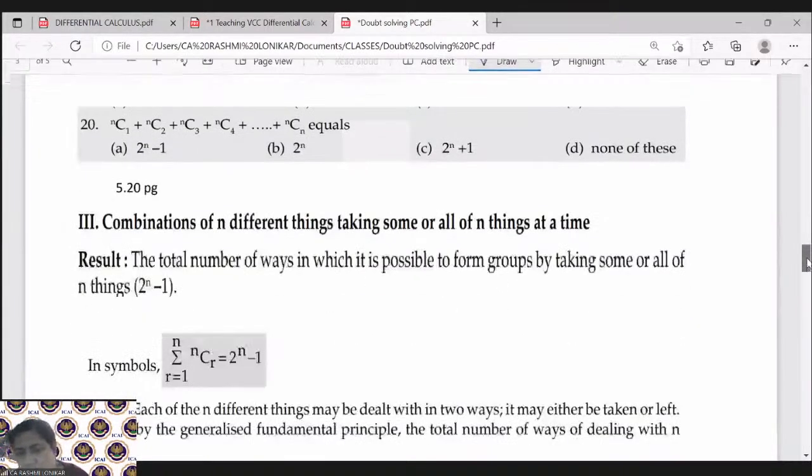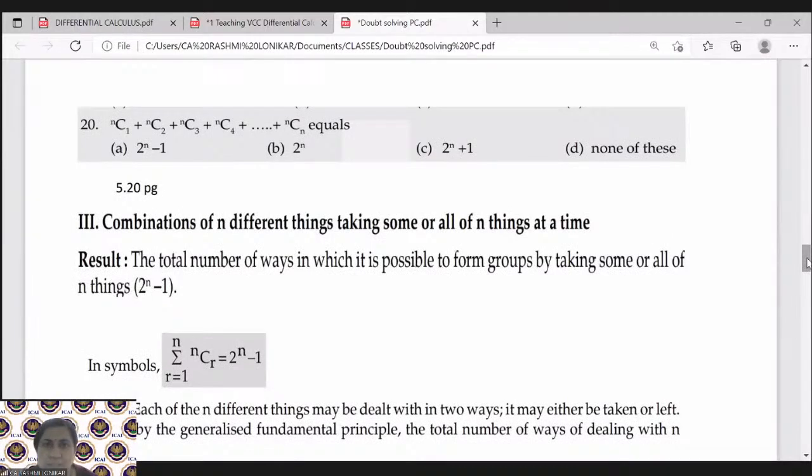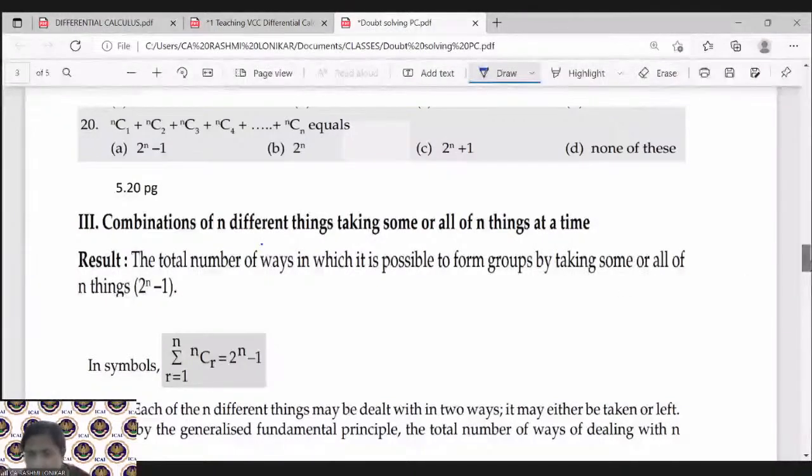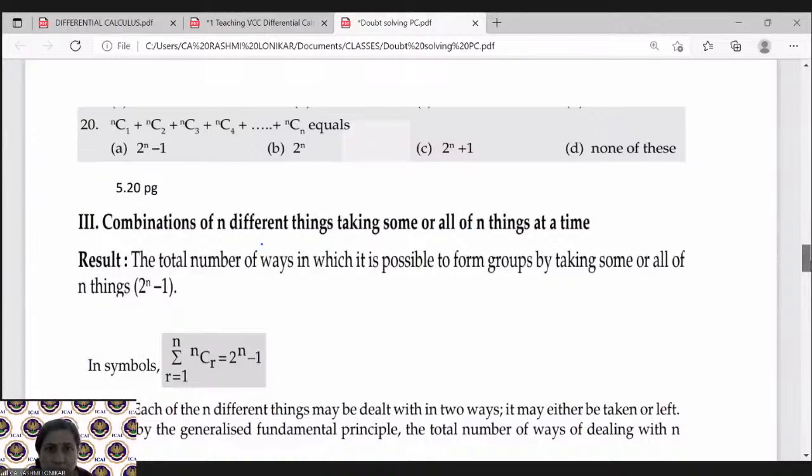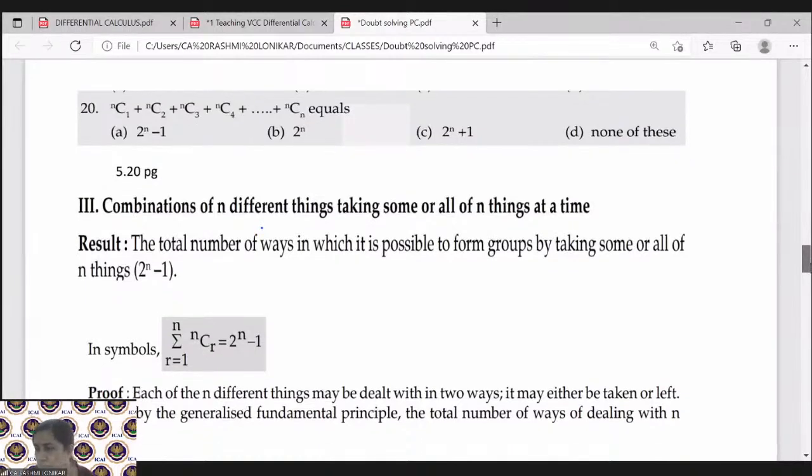Now this question, 20. NC1 plus NC2. Here we are relying on the property that combinations of n different things taken some or all at a time are given by 2^n minus 1. Okay, so you can read the explanation. The explanation is given on page number 5.20. So you can read that.